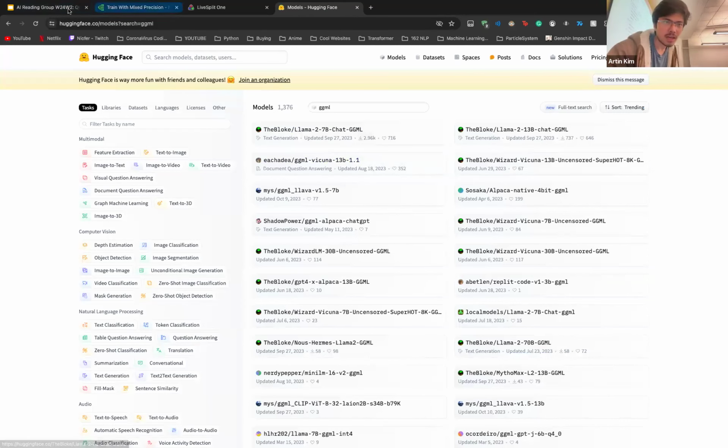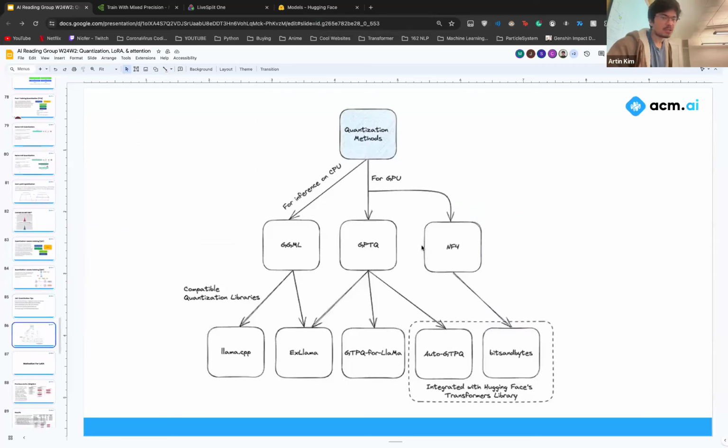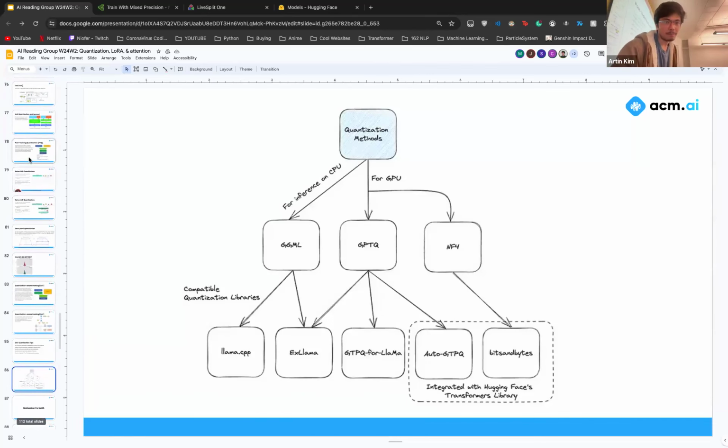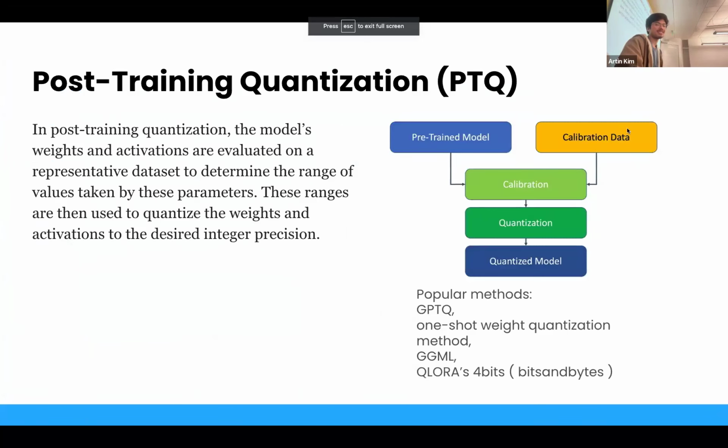There's a lot of them. I think I even have a little graph at the end here. GGML is one of them, using Llama CPP. GPTQ is another one. If you look at Hugging Face, they also have bitsandbytes, which is an int4 format. This is another kind of quantization. So I'm just giving a little survey of the ones that exist, but there are a lot of different ways to quantize stuff.